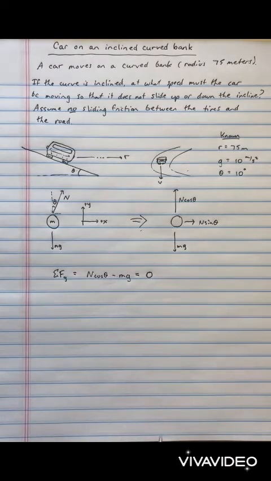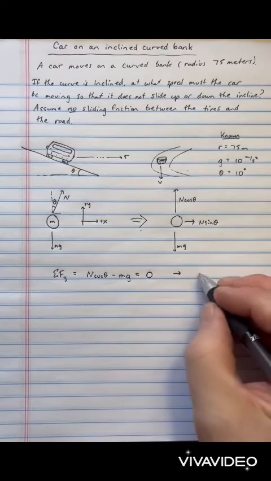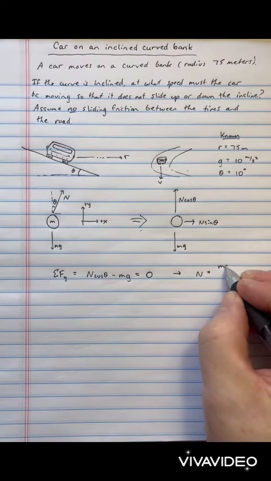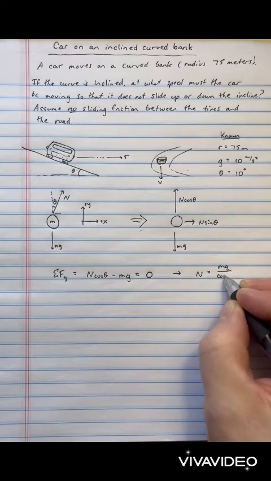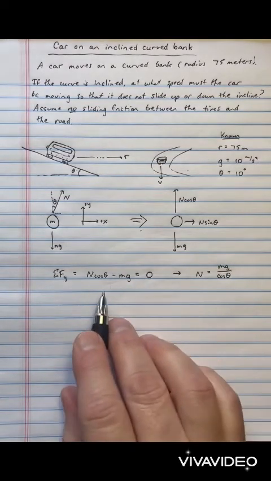Okay. Now, looking ahead a little bit, that's going to imply that the normal force has an interesting solution. The normal force will be mg divided by cosine theta, like that. All right, but getting ahead of ourselves.